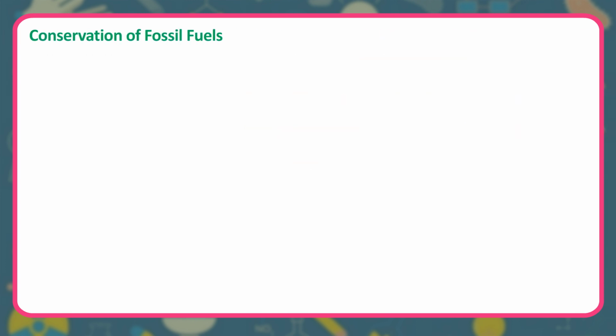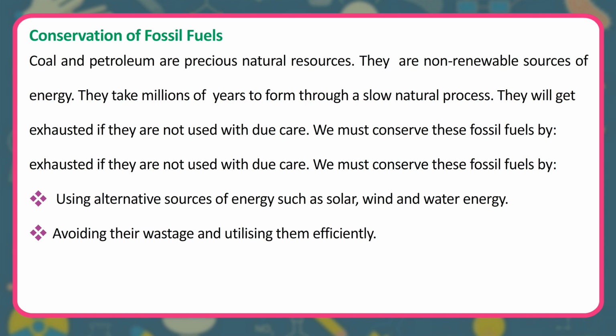Conservation of fossil fuels. Coal and petroleum are precious natural resources. They are non-renewable sources of energy. They take millions of years to form through a slow natural process. They will get exhausted if they are not used with due care. We must conserve these fossil fuels by using alternative sources of energy such as solar, wind and water energy, avoiding their wastage and utilizing them efficiently.